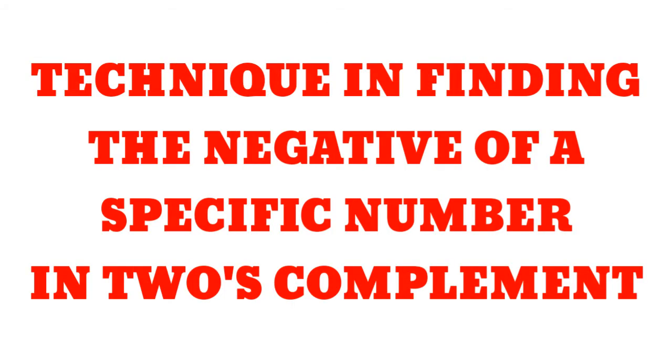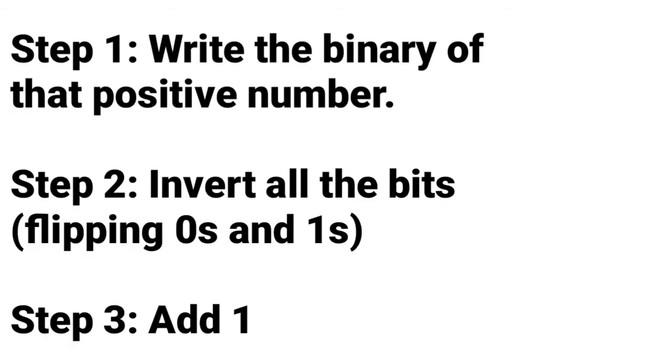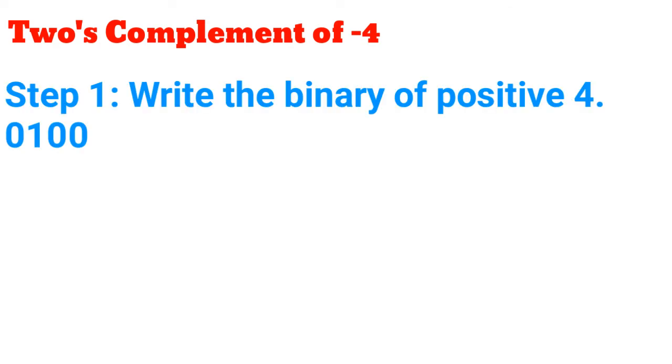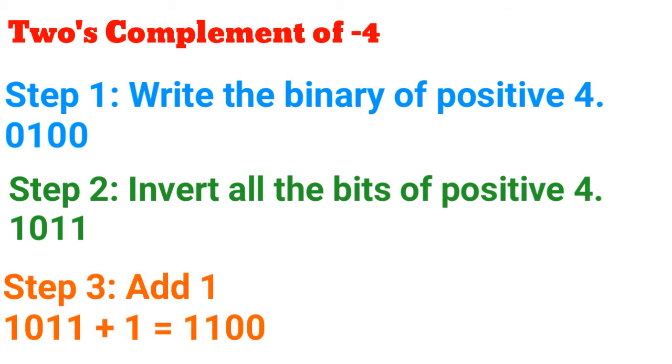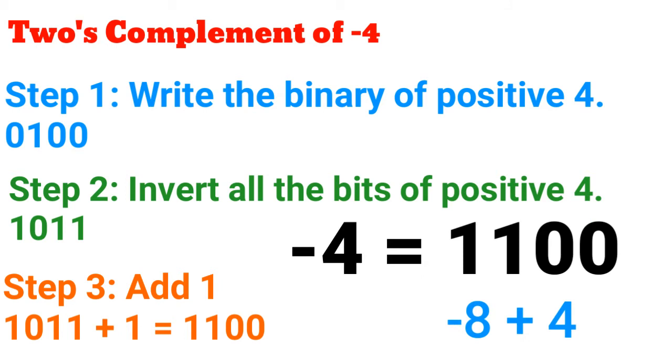There is also a technique in finding the negative of a specific number in 2's complement. You just need to write the binary of that positive number, then invert all the bits and then add 1. For example, the 2's complement of negative 4. We all know that the binary of positive 4 is 0, 1, 0, 0. Next is to invert all the bits from 0 to 1 and 1 to 0. And so it becomes 1, 0, 1, 1. Next is to add 1 to the inverted bits. So, the binary of negative 4 in 2's complement is 1, 1, 0, 0.